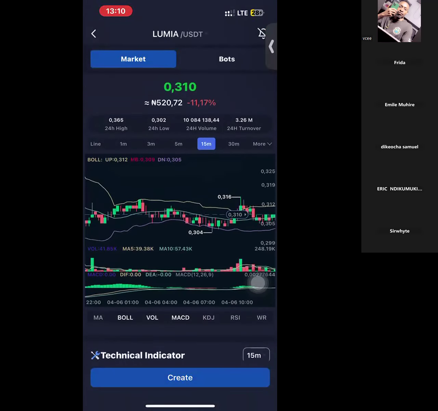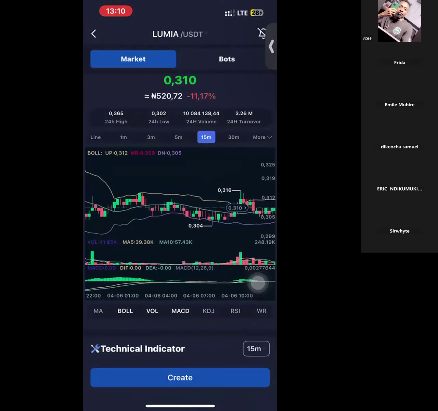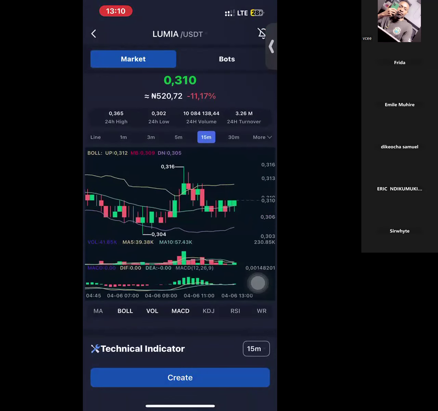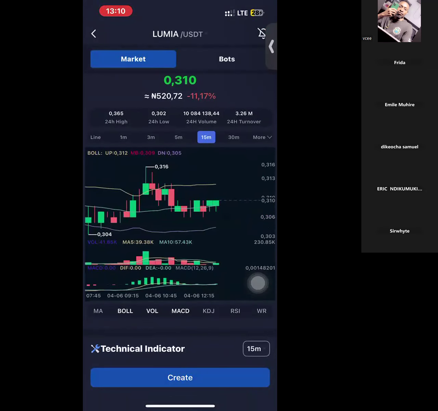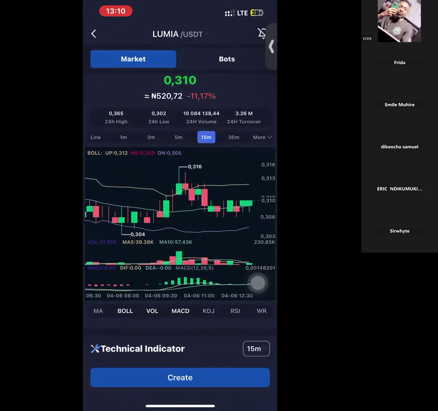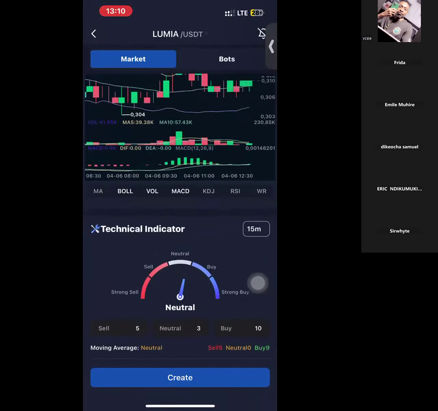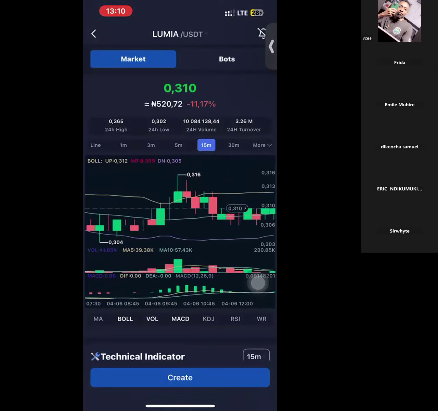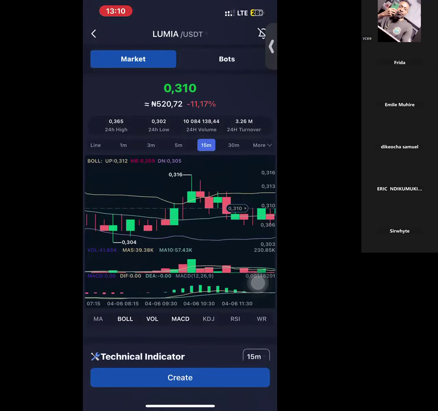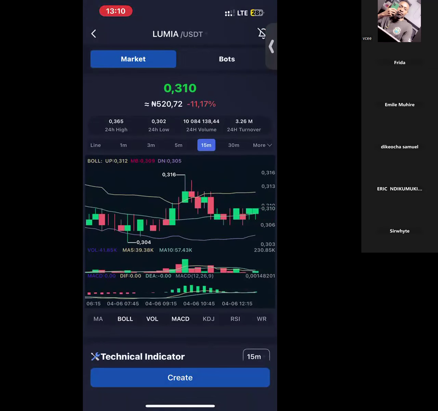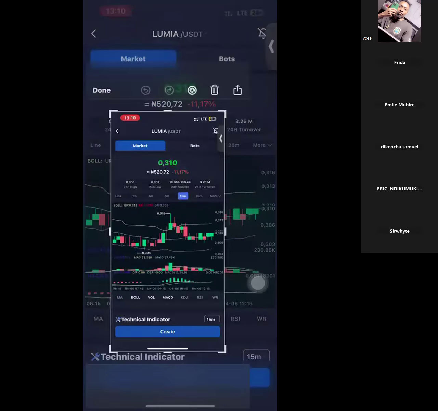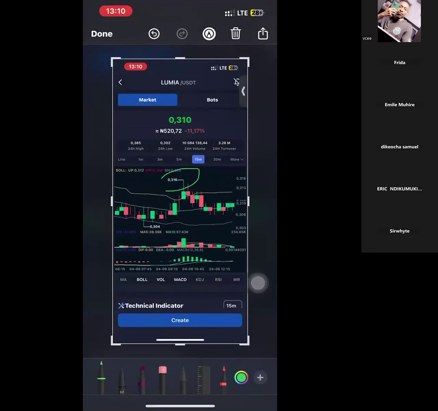Okay. So once you come here, there are three things to check. From here, on the 15 minutes time frame, you can see that this coin is on an upward trend. Here is 15 minutes. So we see that this coin is on an upward trend.